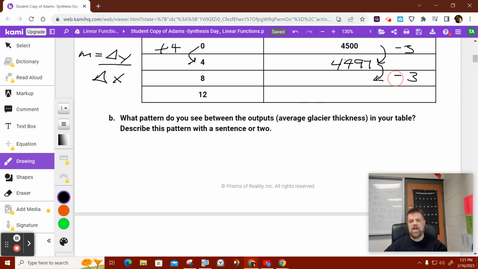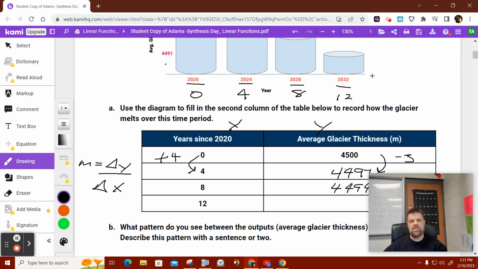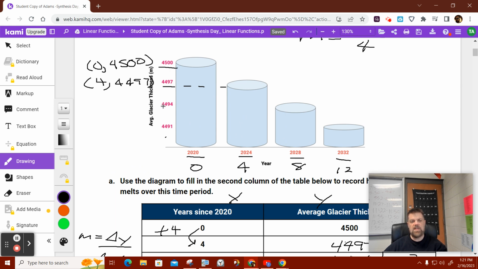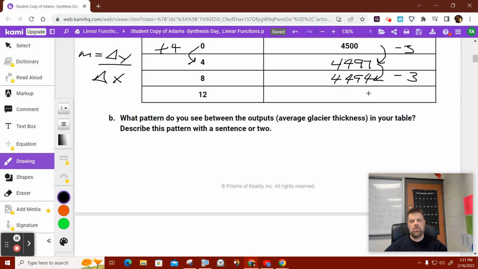I'm going to subtract 3 again, so I get 4494. Let me double check by looking at the graph. Yep, that's what I got, 4494. And to get the last value, I'm going to do the same thing again. I'm going to subtract 3, which will give me 4491. Over here, I'm just adding 4 every time. Adding 4, and then lastly, adding 4.